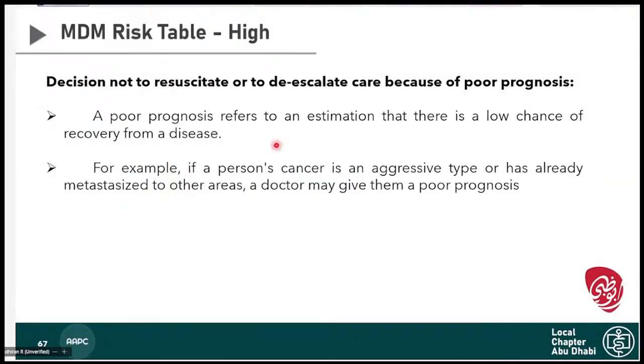So next we will discuss de-escalate care because of poor prognosis. Poor prognosis refers to an estimation that there is a low chance of recovery from the disease. It is nothing but there is no hope to recover the patient from the disease. This type of condition is called poor prognosis. For example, the patient having multiple metastases of cancer.